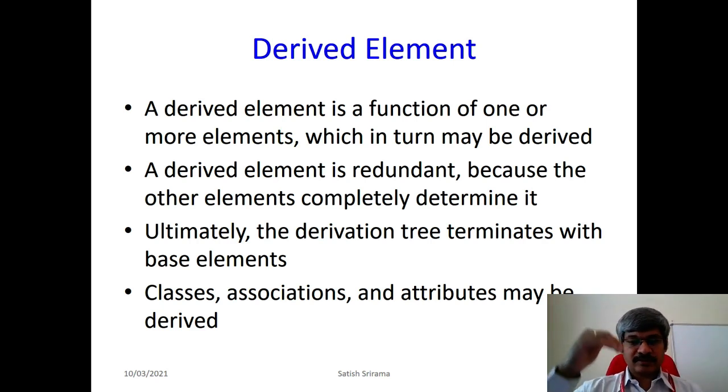Of course, if you have several derived elements, ultimately the derivation tree terminates with the base elements. You can have a derived element, and from that further derived elements, but if we go back across the tree, eventually you will end up with base elements. Actually, classes, associations, and attributes may all be derived, not just attributes. We will see that through examples.